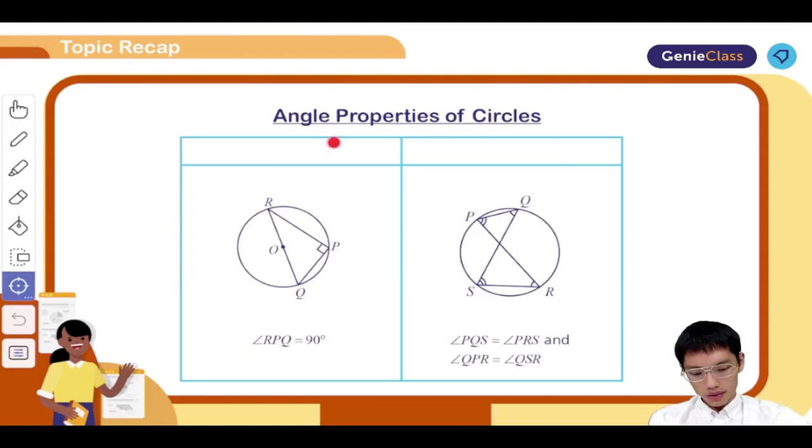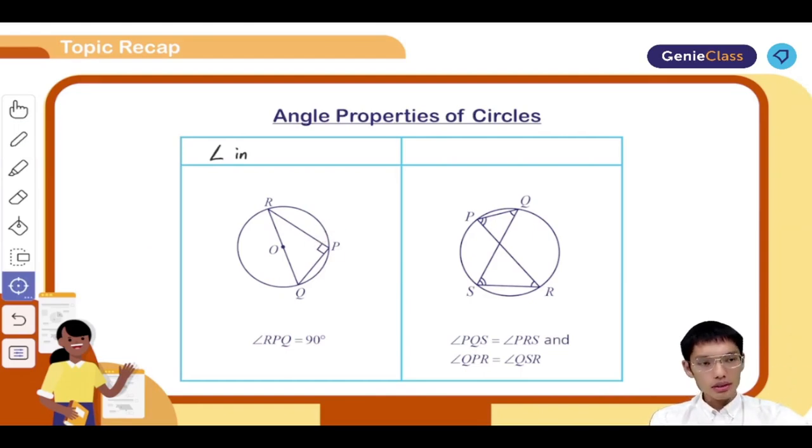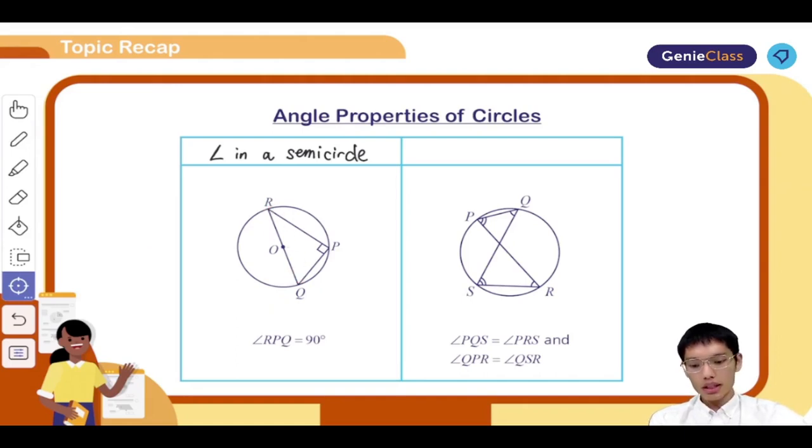What is the first one over here? What does it mean? This is supposedly going to be angles in somewhere. It is 90 degrees because it is angles in a, let me just write it out. Good job over there, semicircle, because it cuts through the center and the diameter is from here.